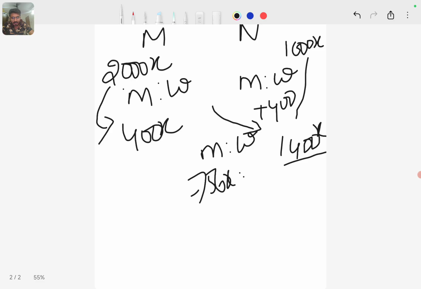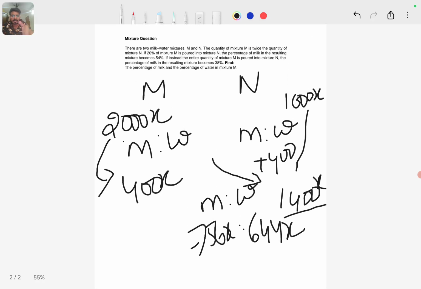So if 756 liters of milk is there, how much water will be there in 1400x? 56 means add 44 to it, so it becomes 800. 800 plus 600 means 1400. 644x liters of water is there after pouring 20% of mixture from M into N. Okay, so this is the first condition.